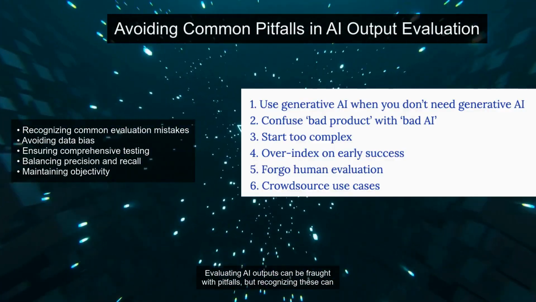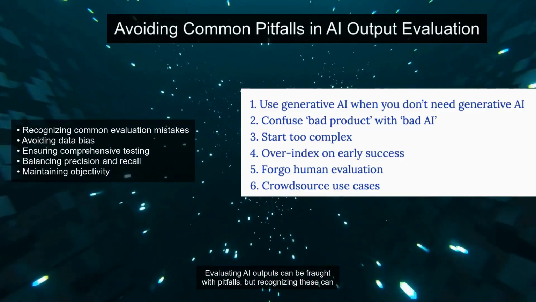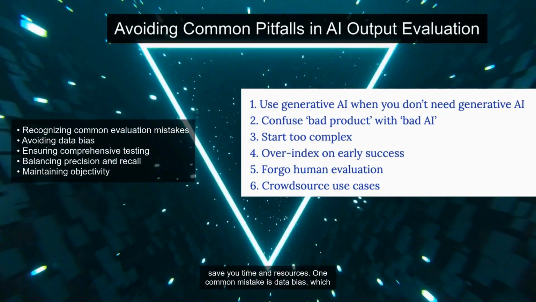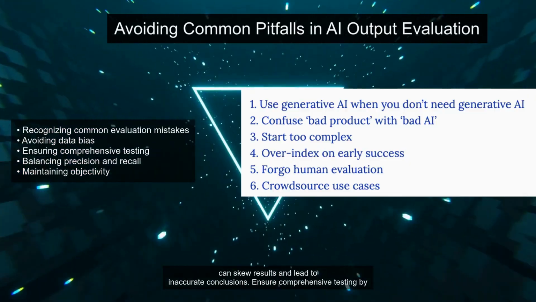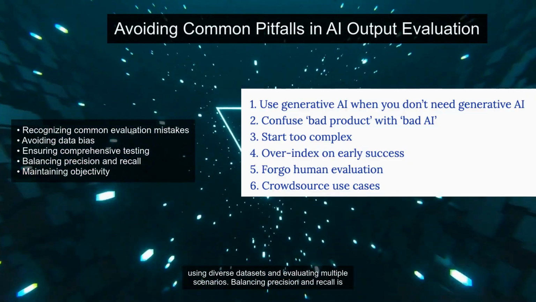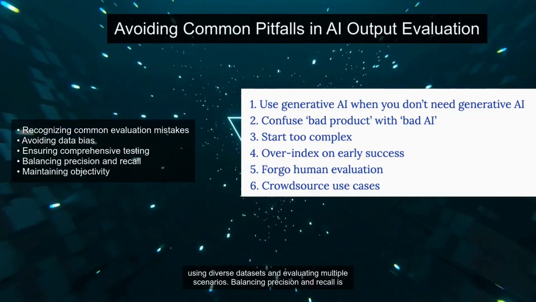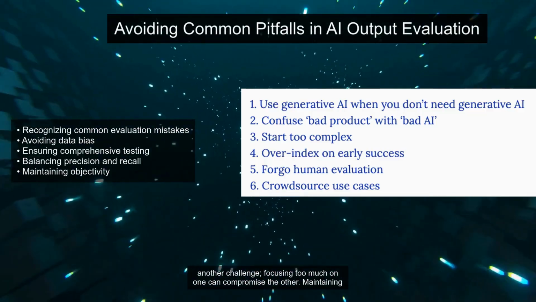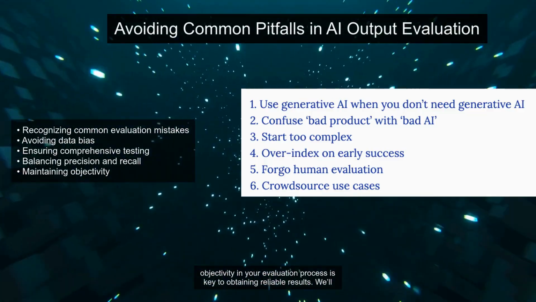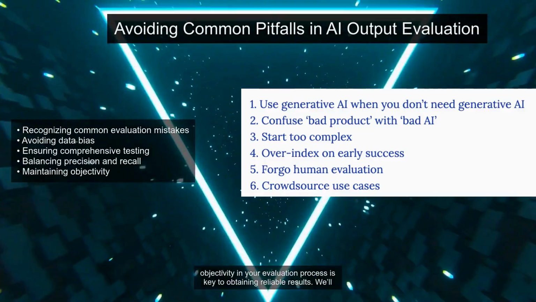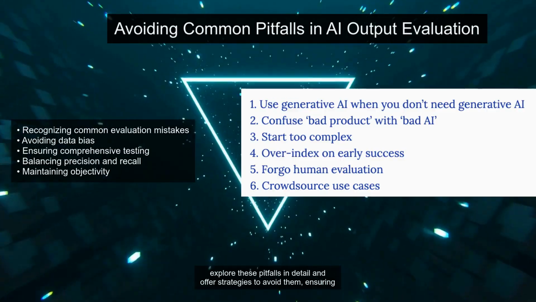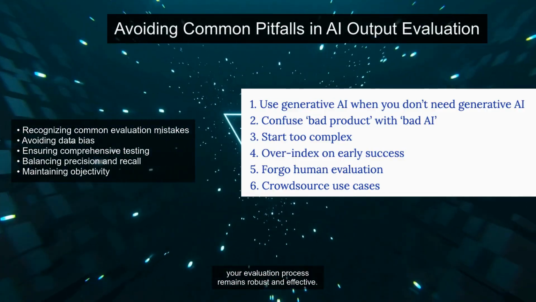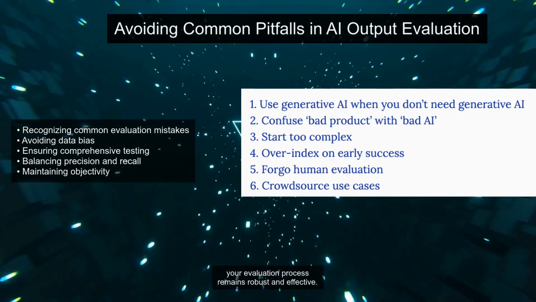Evaluating AI outputs can be fraught with pitfalls, but recognizing these can save you time and resources. One common mistake is data bias, which can skew results and lead to inaccurate conclusions. Ensure comprehensive testing by using diverse datasets and evaluating multiple scenarios. Balancing precision and recall is another challenge. Focusing too much on one can compromise the other. Maintaining objectivity in your evaluation process is key to obtaining reliable results. We'll explore these pitfalls in detail and offer strategies to avoid them, ensuring your evaluation process remains robust and effective.